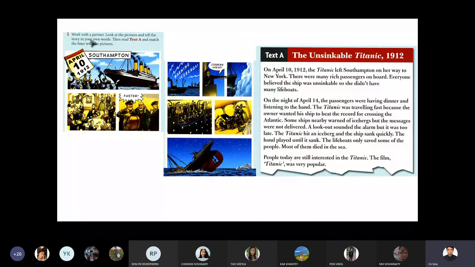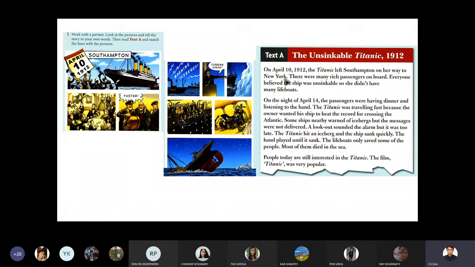They want you to work with a partner. We have text A and text B. Look at the pictures: April 1912, Southampton. They have pictures just like a comic book. If you watch comic books, you will see this kind of thing. And we have, what is it? Iceberg warning. And then they flee, rescuing the people by the boats. And then it says finally. So let's look at text A together, the unsinkable Titanic. You see here the Titanic is sinking into the ocean, 1912. So we have text A.